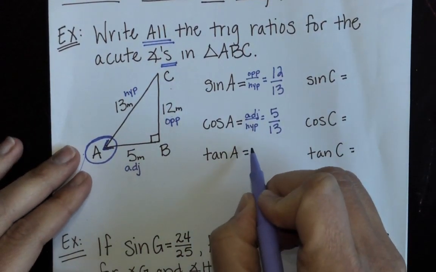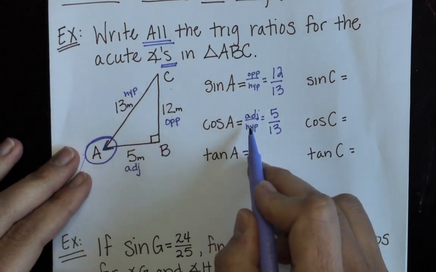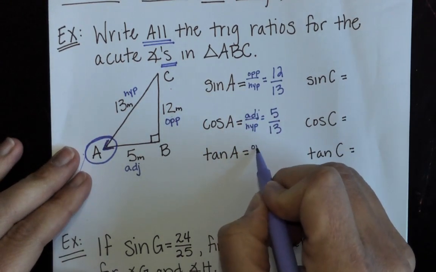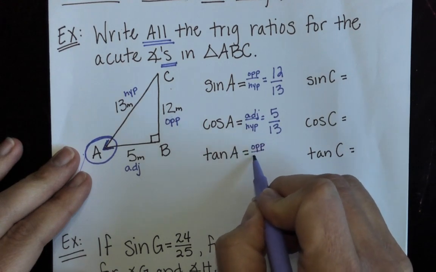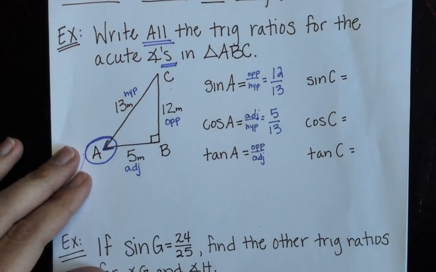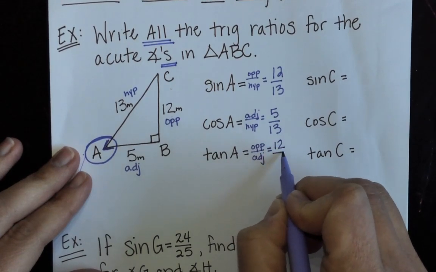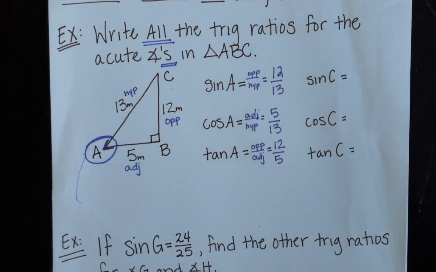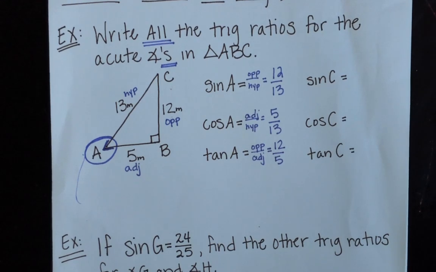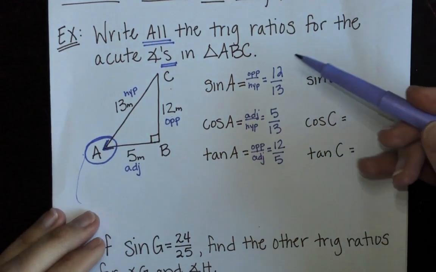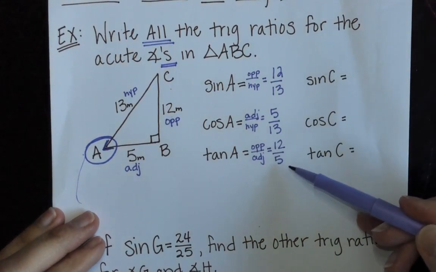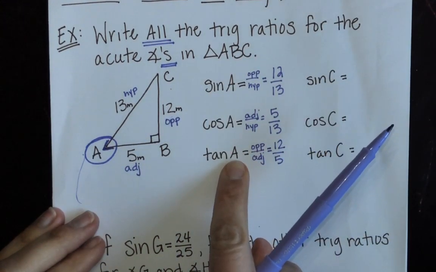And then tangent, TOA: opposite over adjacent is its definition. That's going to end up being 12/5. I understand that's improper, but again, we're talking about ratios. We're not solving for anything or giving anything as a final answer. So here are the ratios for angle A.